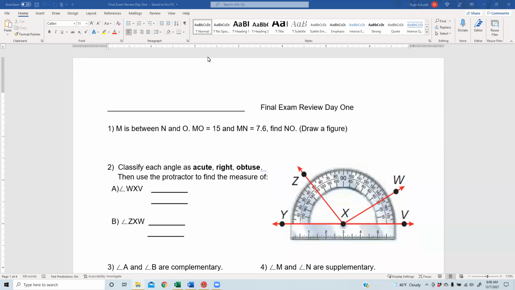Okay, so the review, or the exam, I should say, and the review are both cumulative, meaning we're going to go all the way back to the beginning of the semester with some of this stuff. So we get to journey along all the way from where we started to now.